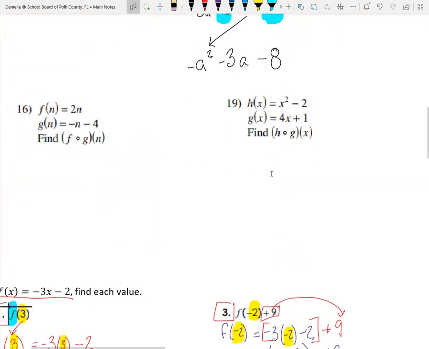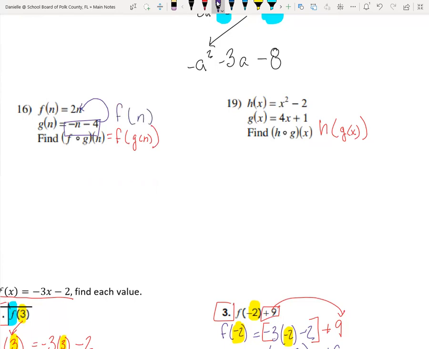The last ones I want to do are composition. Remember, this circle really means f at g of n. And over here for 19, it's going to be the same, outside, inside. And that's an x, not an n. Now, 16. What this is saying is take function g and plug it in for n, because typically we would write f of n. So instead of n, I am writing all of g.